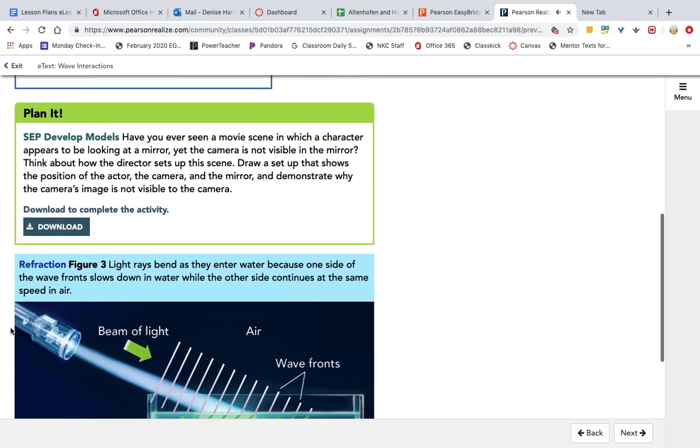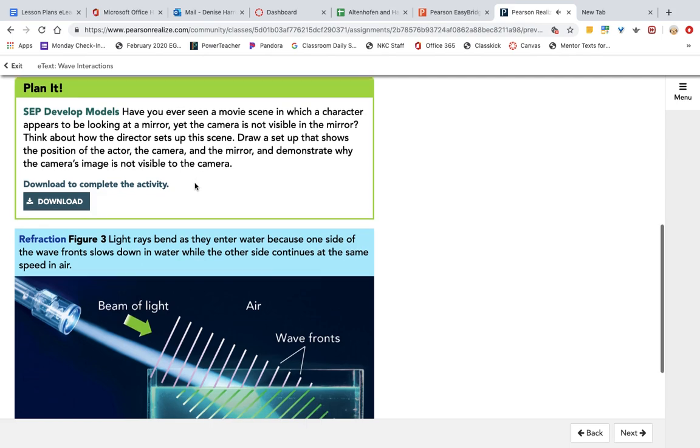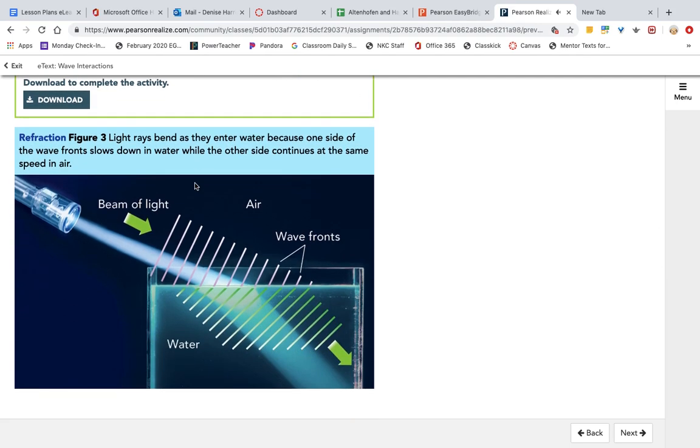SEP. Develop models. Have you ever seen a movie scene in which a character appears to be looking at a mirror, yet the camera is not visible in the mirror? Think about how the director set up this scene. Draw a setup that shows the position of the actor, the camera, and the mirror, and demonstrate why the camera's image is not visible to the camera. Download to complete the activity.